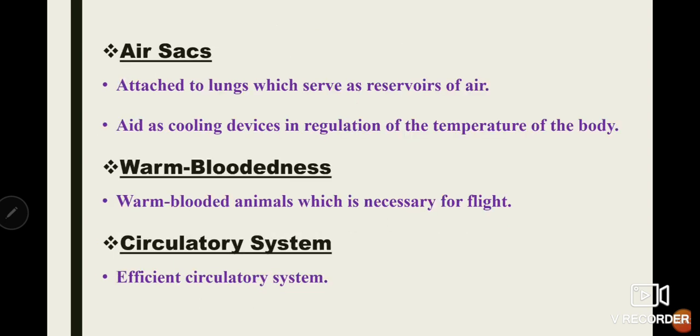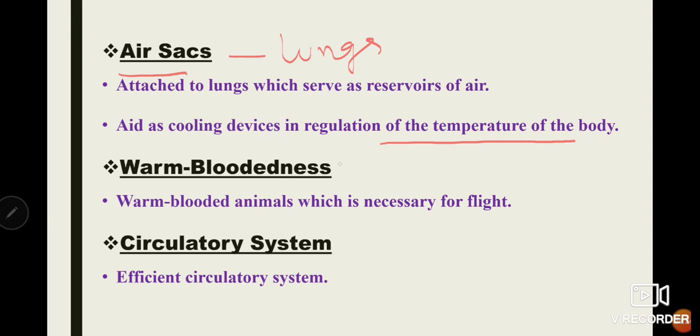Okay, we have discussed air sacs before also. Well, these are attached to the main lungs. Air sacs are attached to the lungs, and these serve as a reservoir of air. As you know, birds are continuously flying, so at that time they need extra air for respiration, so that they can break down their nutrients, and they need more energy. For that, extra oxygen comes from these air sacs, and these air sacs may also aid as cooling devices in regulation of body temperature. This is another kind of adaptation which you can see in the body of birds.